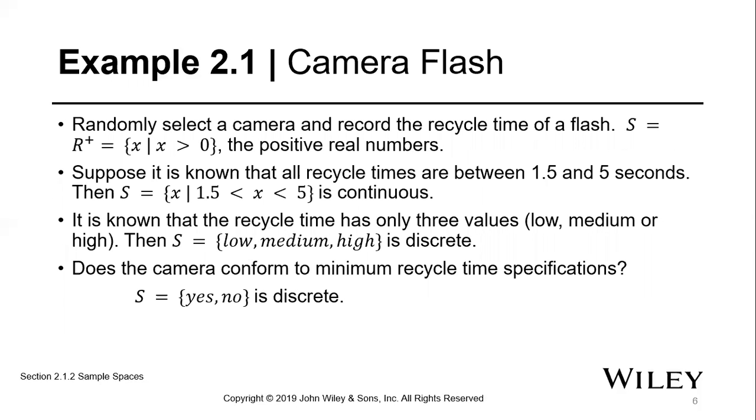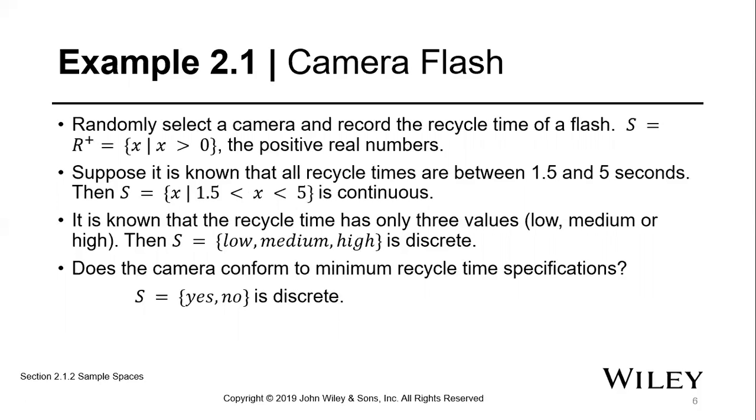So for instance, let's take a camera flash. We randomly select a camera and record the recycle flash time. S is equal to R plus, which is values greater than 0. We can't have negative time, right? Positive real numbers. So our sample space instantly contains only real positive numbers. And if we know that recycle times are between 1.5 and 5 seconds, then that restricts our sample space between 1.5 and 5. And we know it's continuous between those 2 points.